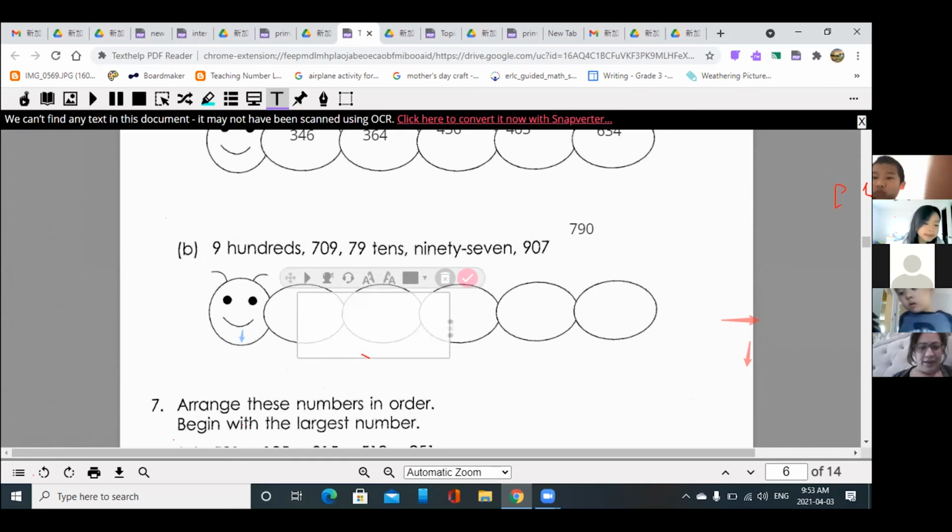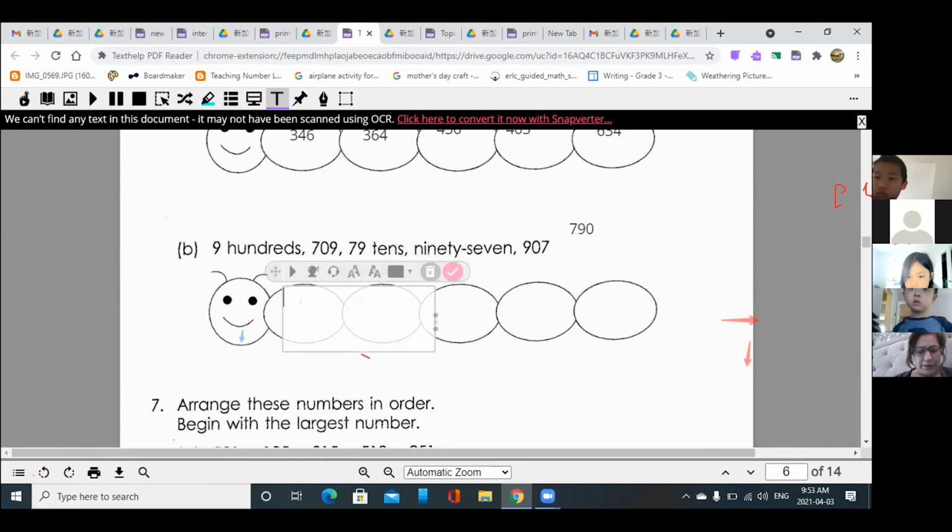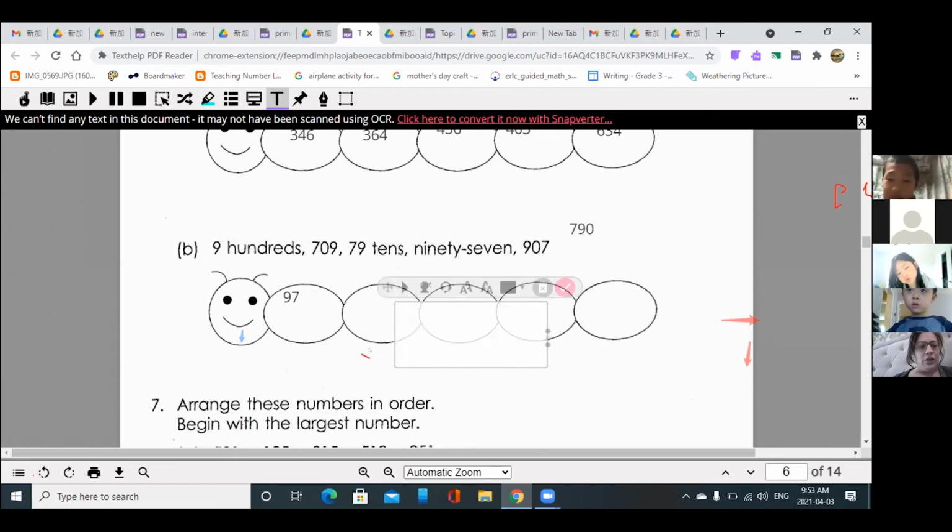Okay. That was a tricky one, wasn't it, boys and girls? I think they were trying to throw us for a loop, but that's okay, boys and girls. We got them. What comes after 97? Who wants to be a brave volunteer and show us what comes after 97? What's the second highest number?